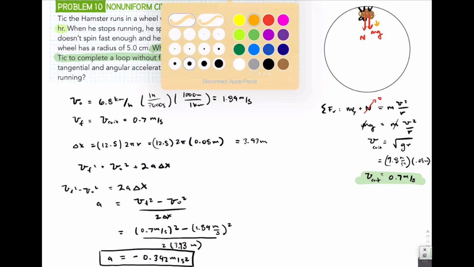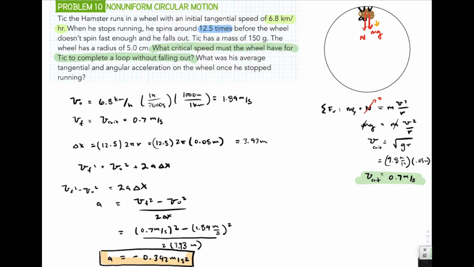Okay. And that's this part of the problem. Average, tangential, and angular acceleration. That's our tangential acceleration. You want to put a little t there if you want. Does it make sense that it's so small? Do hamsters get a lot of acceleration? Not really. So yeah, it makes sense that it's going to be pretty small.